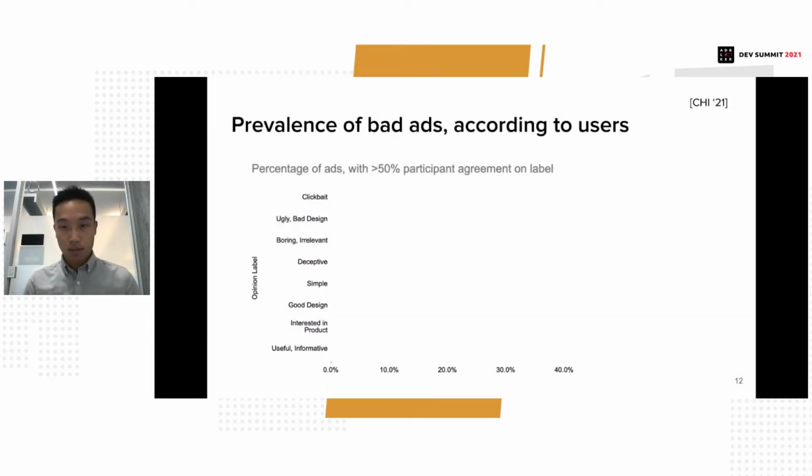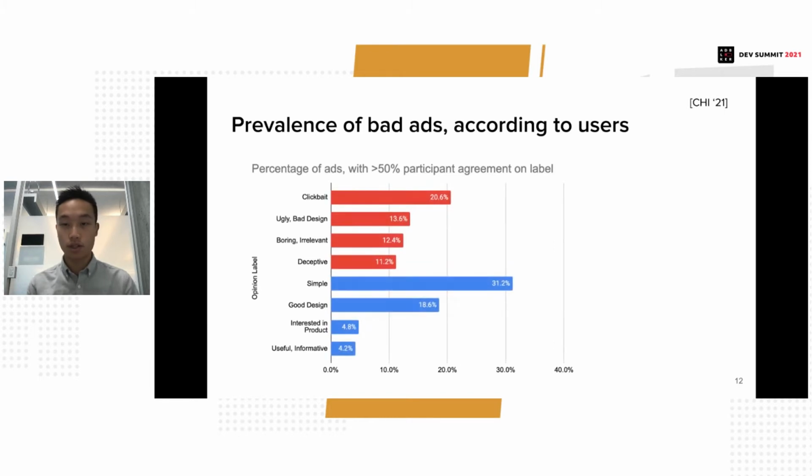So first, looking at the prevalence of bad ads in our survey-based study where we asked users what they disliked. Looking at the data set that we had there, again, we had used a crawler to scrape a random sample of 500 ads from the top ranked websites on the web. And we had 1,000 participants label this data set with 10 people labeling each ad. This graph shows the percentage of those 500 ads where over half of the participants used the same label.